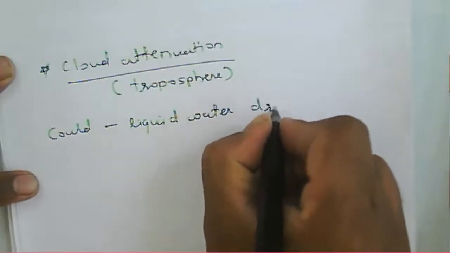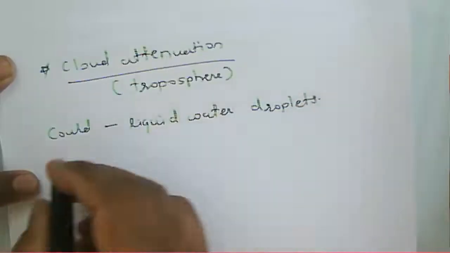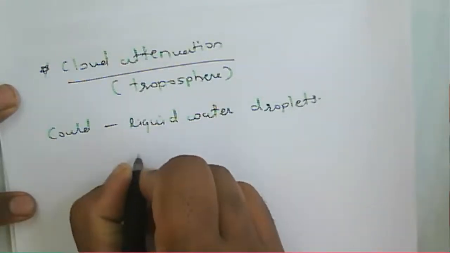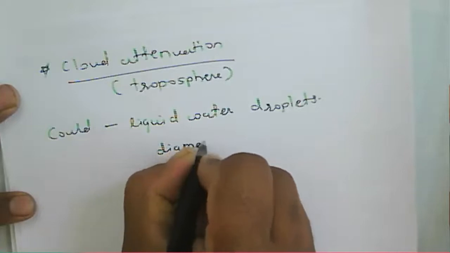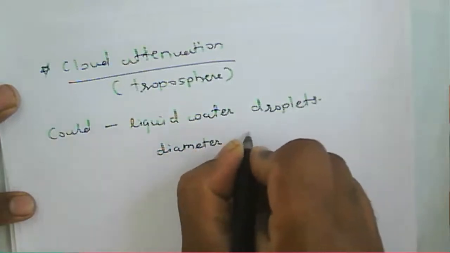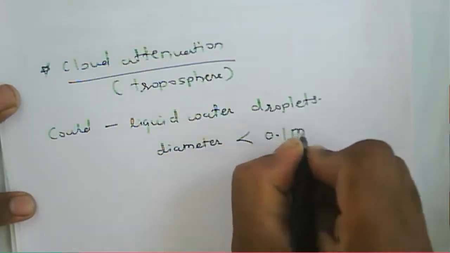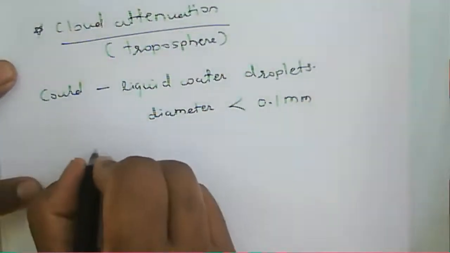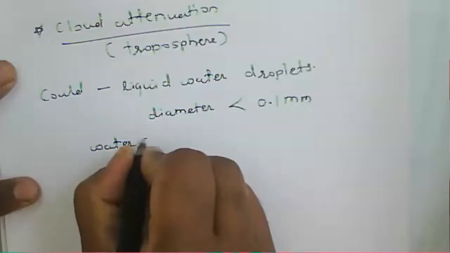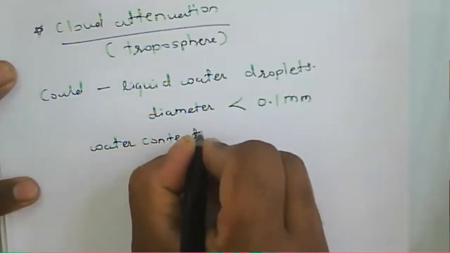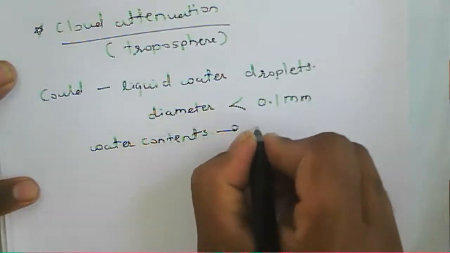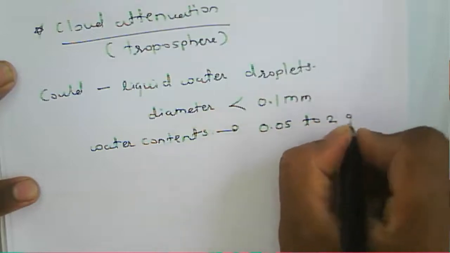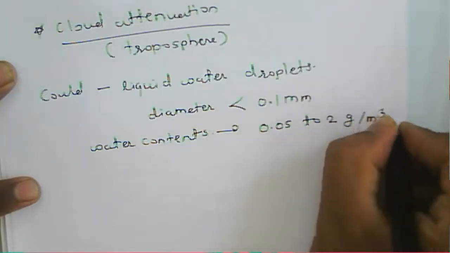Liquid water droplets, and those liquid water droplets have a diameter. That diameter will be less than 0.1 mm. Okay, that is the cloud droplet, and they have a water content, and that water content is from 0.05 to 2 gram per meter cube.